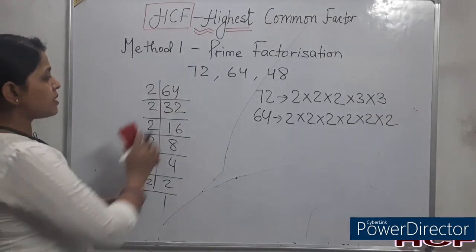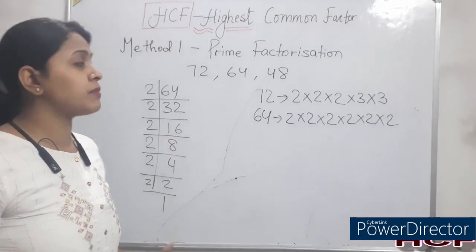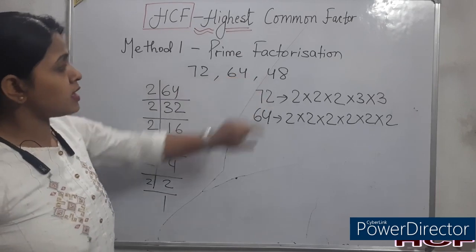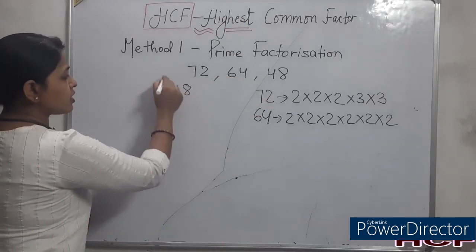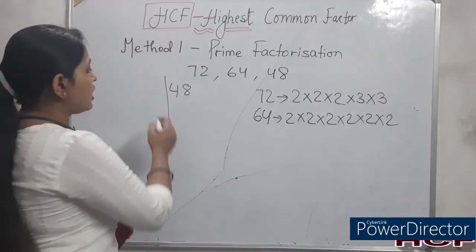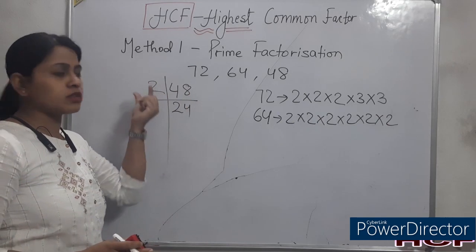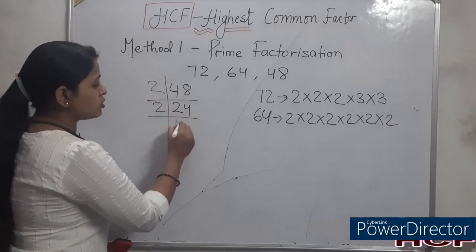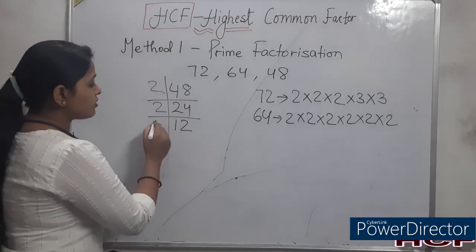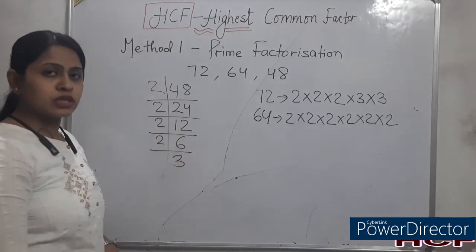Now the third number is 48. You all are getting my point? So easy and quick method. So now let's see the third number, that is 48. What is the prime factorization of 48? Again 2: when we divide 48 by 2, it is 24. Now again 24 divided by 2 is 12. 12 divided by 2 is 6. 6 divided by 2 is 3.